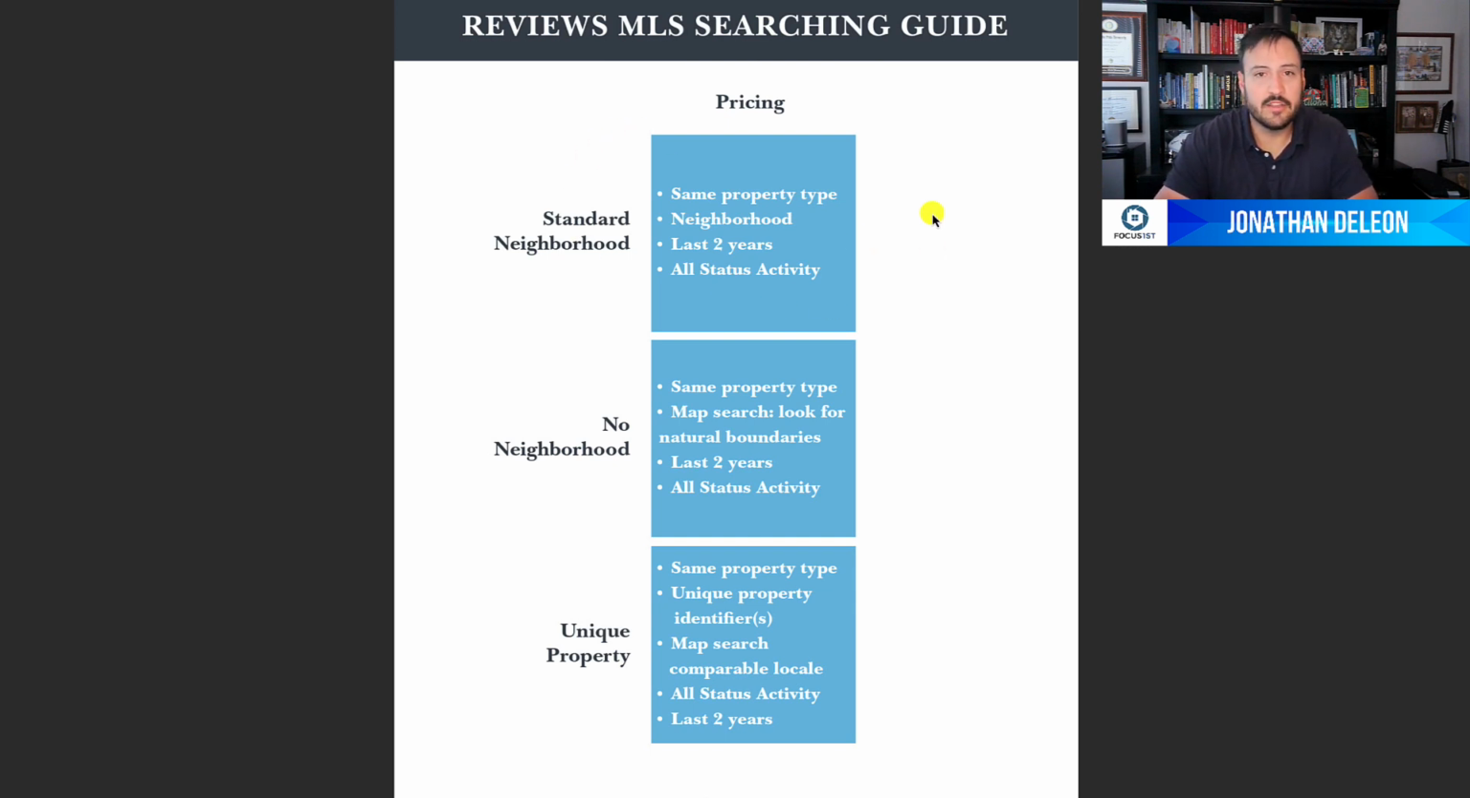So for standard neighborhood, that's all you have to do. Same property type, in many cases detached homes or attached homes. The area or neighborhood name, the last 2 years, all status activity. You're going to do that search, you're going to export it, and we'll open that file using the software.